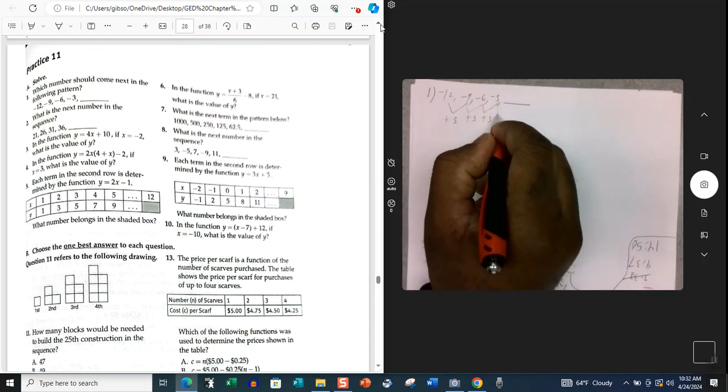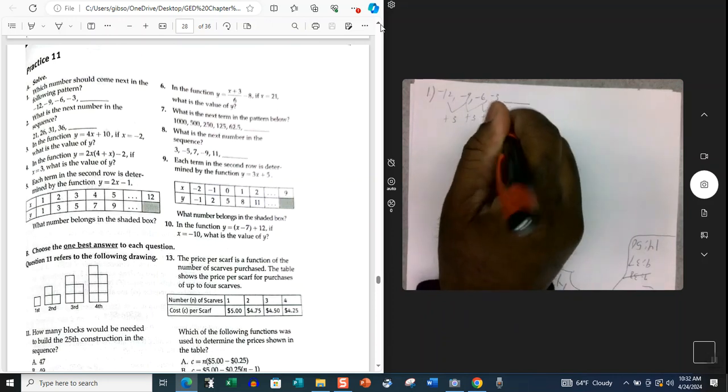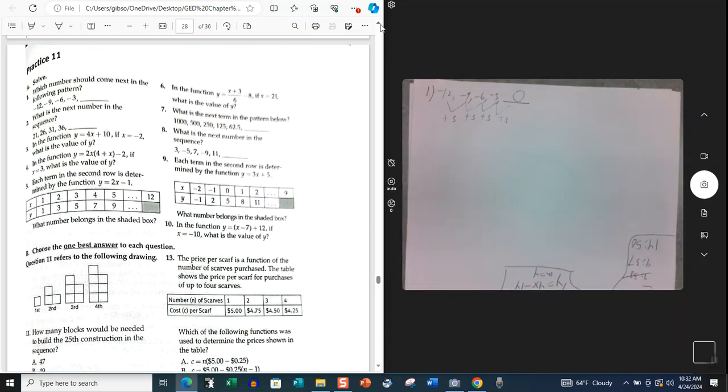So that means that we would need to add 3 here. And that would give us 0. So the next number would be 0.